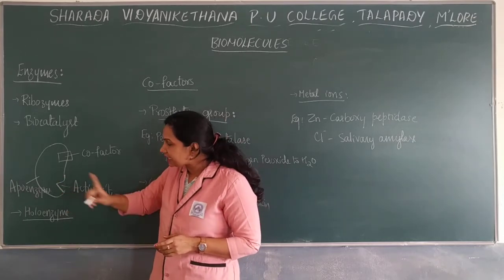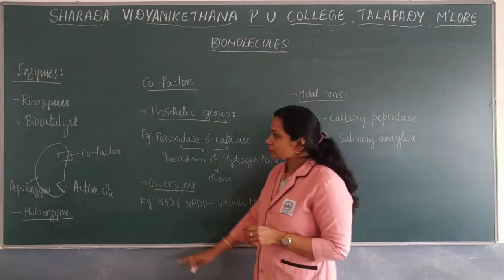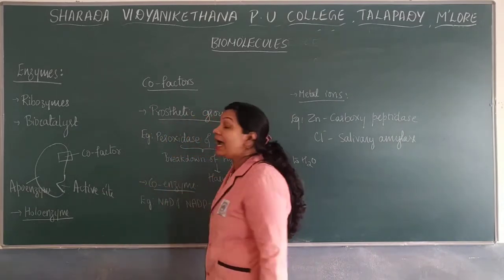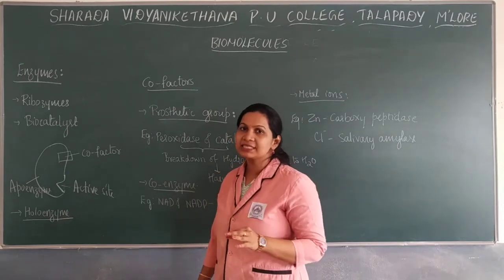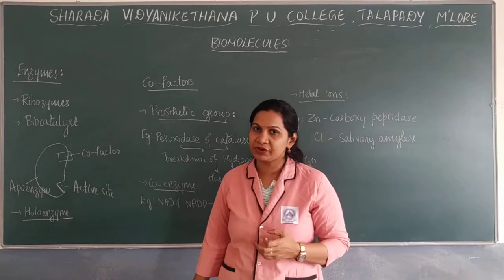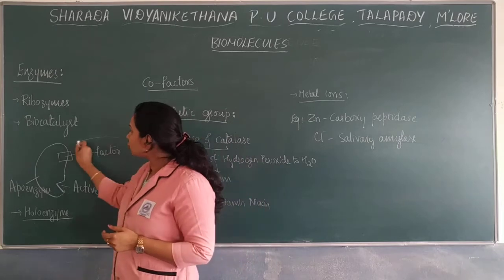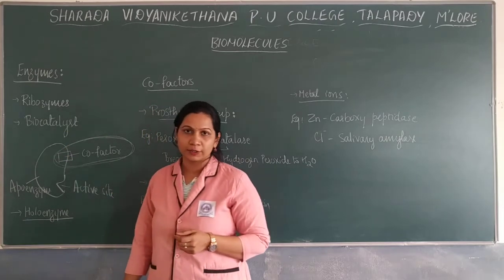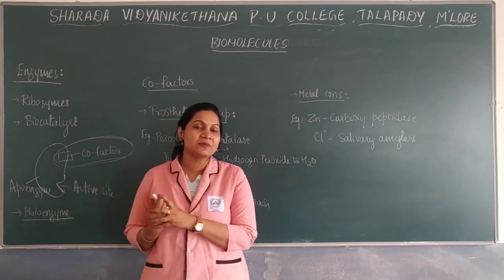Now, there is a site in the enzyme for the binding of substrate, and that is known as the active site. The active site is the site, crevice or pocket found in the enzyme for the binding of substrate. Enzymes consist of these cofactors. Sometimes without the cofactor, enzymes cannot work. When we remove the cofactor from an enzyme, it becomes inactive.